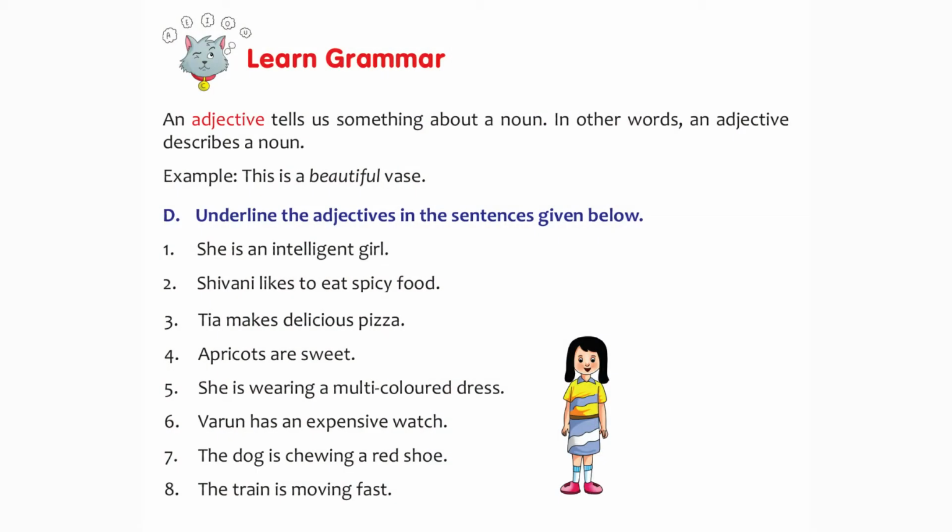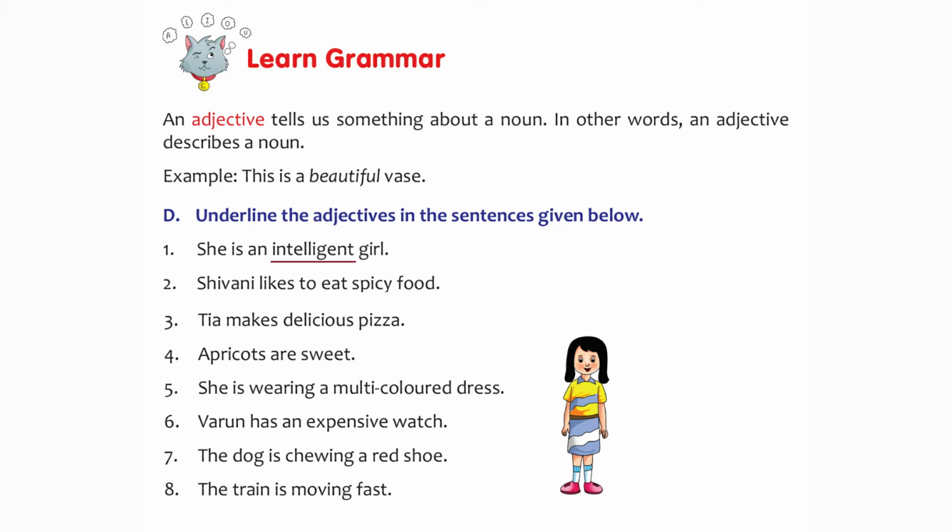So, let's look into the activity that is given here. Underline the adjectives in the sentences given below. She is an intelligent girl. Which word here is an adjective? Intelligent, you're right. So, let's underline the word intelligent. The second one. Shivani likes to eat spicy food.